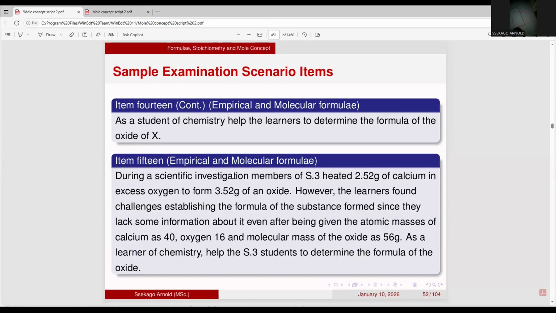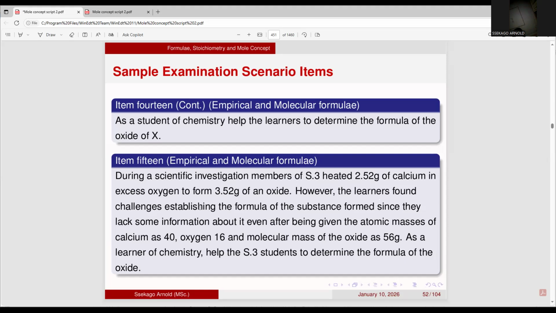Item 15 says that during a scientific investigation, members of senior 3 heated 2.52 grams of calcium in excess oxygen. So calcium was heated in excess oxygen to form 3.52 grams of an oxide. So calcium and oxygen form an oxide, and that oxide is calcium oxide.